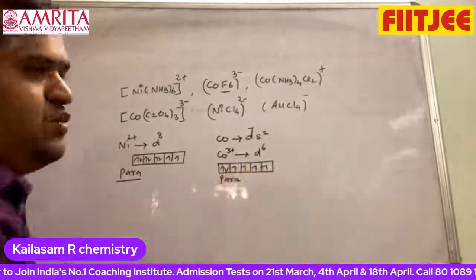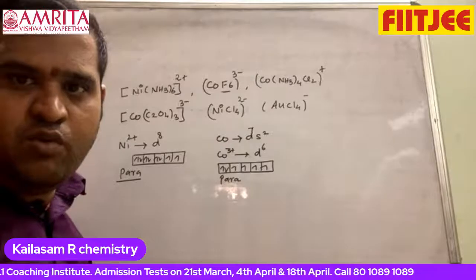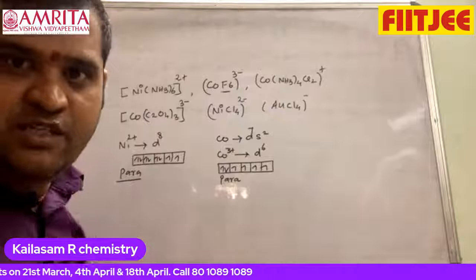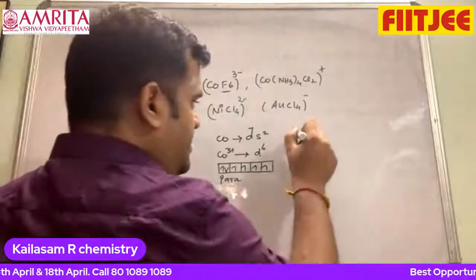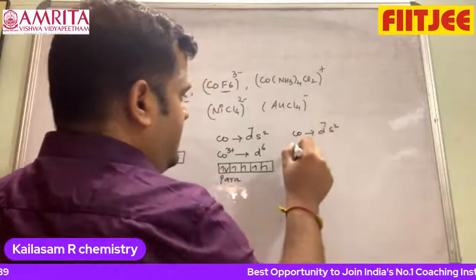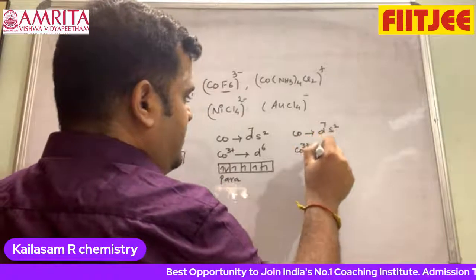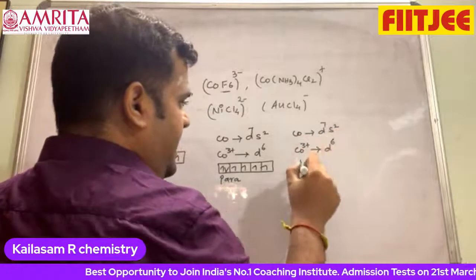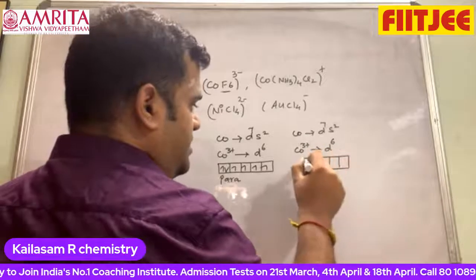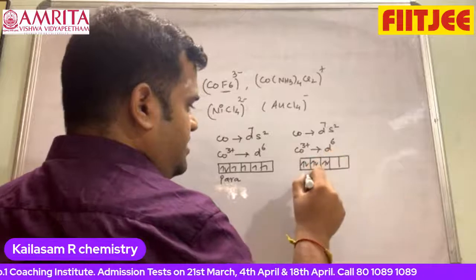Very interesting here. Co, NH3 and Cl are here. What you have to do? A strong ligand is more than, what we can say, a weak ligand. Therefore, pairing takes place. Don't forget about it. Therefore, in this case, Co 3d7 4s2. We can say Co3+ as d6. Here, pairing takes place. Pairing means what? It is diamagnetic.